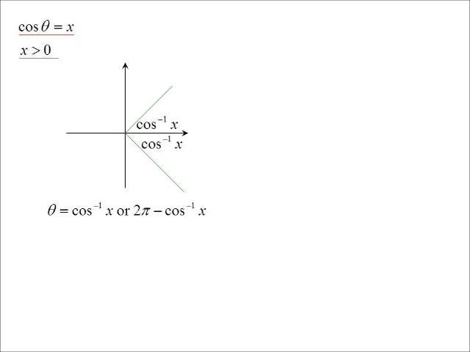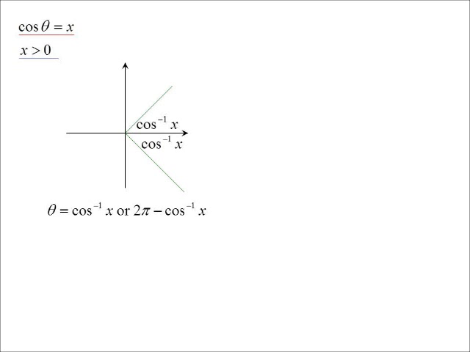Let's see what happens with cosine. We'll do it the same way. If x is greater than 0, in this case we would be in the first quadrant, and the acute angle would be the inverse cos of x, or the fourth quadrant. So I get inverse cos of x, or 2 pi minus the inverse cos of x.